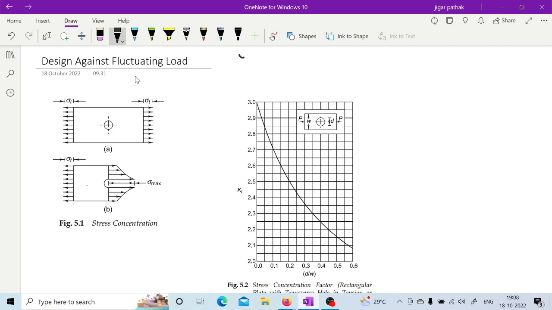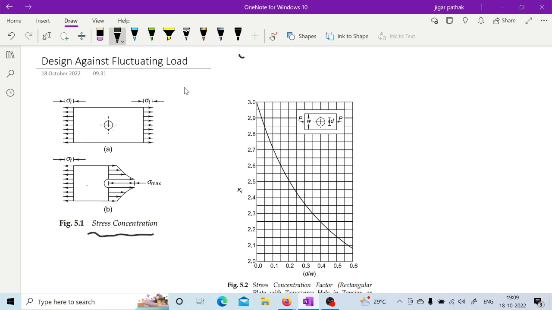So before discussing that fluctuating load, some of the terms we need to consider, right? One of these is stress concentration. As you can see in this given figure, we are having a hole in a particular plate. Whenever this kind of discontinuity or irregularity is there in the cross section, the stress at the discontinuity is higher than the stress calculated by the elementary equations.